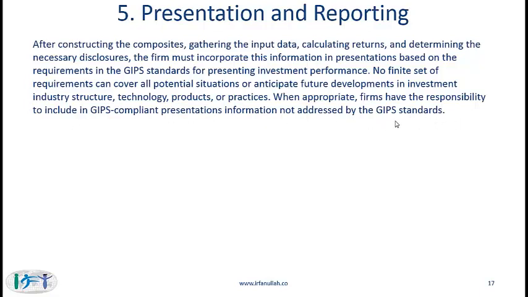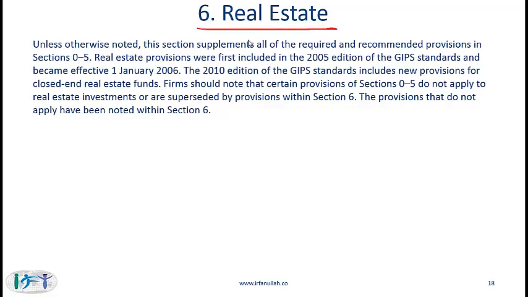In other words, when a firm is presenting information and it believes that some performance related information will be very helpful to investors, then that information should be presented even though it might not explicitly be mentioned in the GIPS standards. Number 6, real estate.